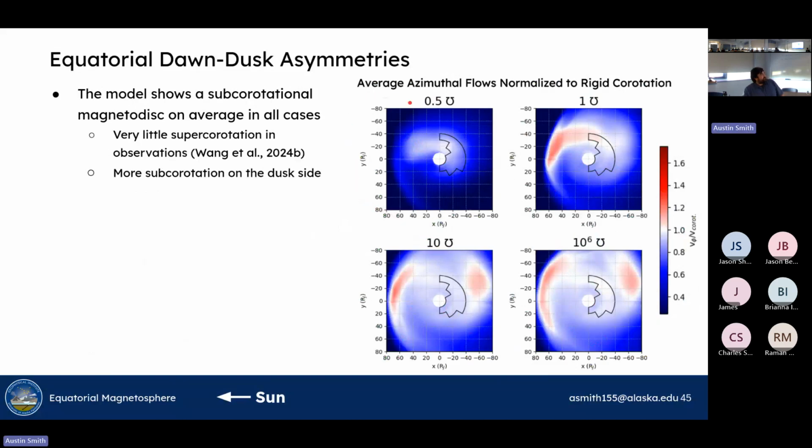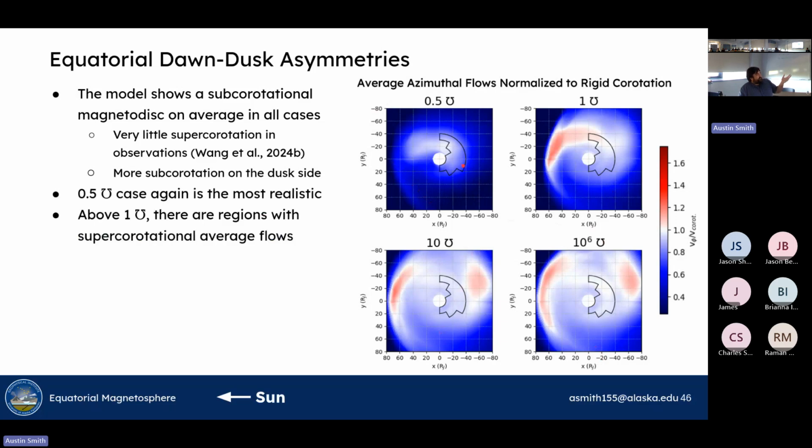Now, this plot here is showing for the different cases the average azimuthal flow, so the co-rotational flow, normalized to rigid co-rotation. So red here is super co-rotational, blue is sub-co-rotational, and white is co-rotational. And observations have shown that there's actually very little super co-rotation in the magnetosphere, and it's mainly sub-co-rotational, especially on the dusk side, which for all of these cases, there is sub-co-rotation on the dusk side. But here again, the 0.5 mil case is the most realistic.